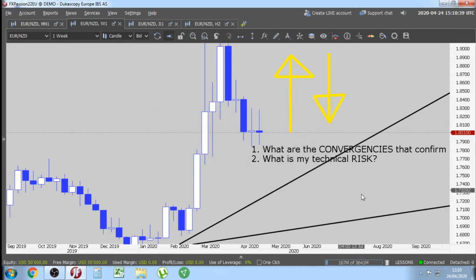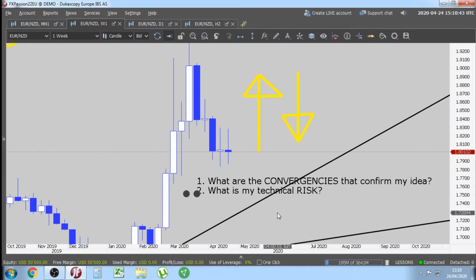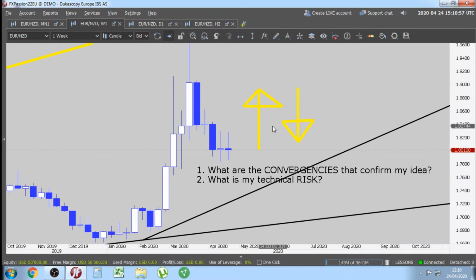Okay, so if I'm a beginner trader and I want to go short right now, what are the convergences, what are the reasons to go short right now? And before I enter, what is my technical risk? Okay, so what is with you, Akos? What are the reasons to go short on the weekly chart?